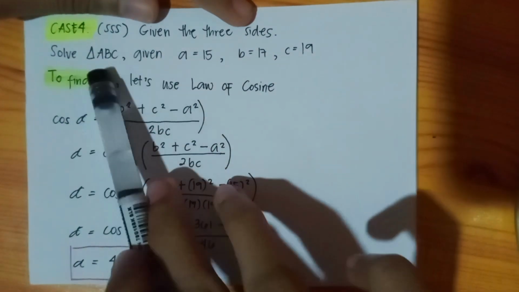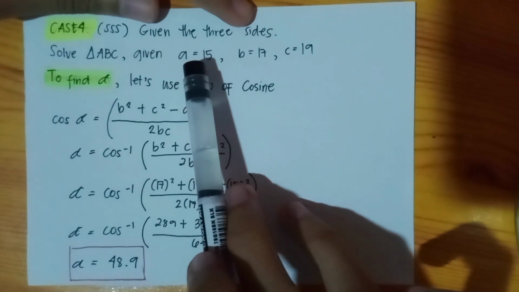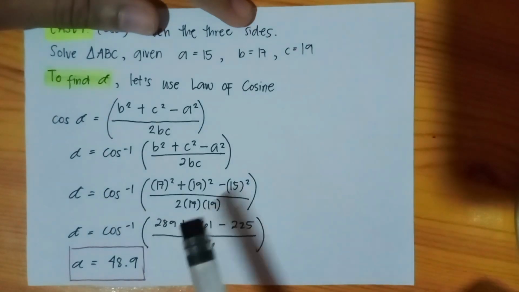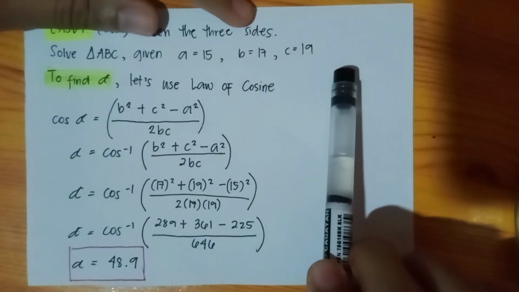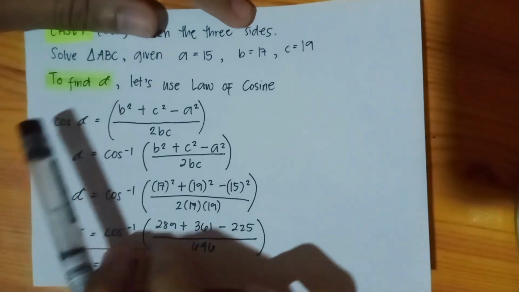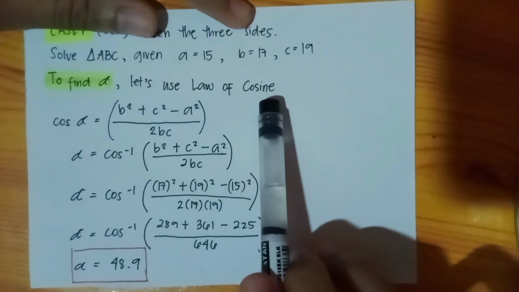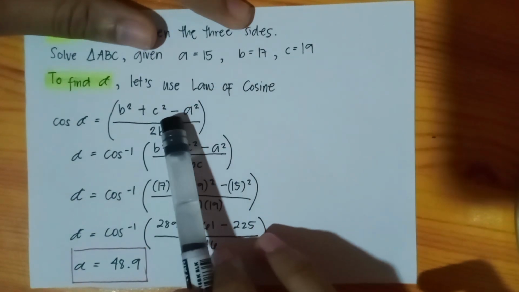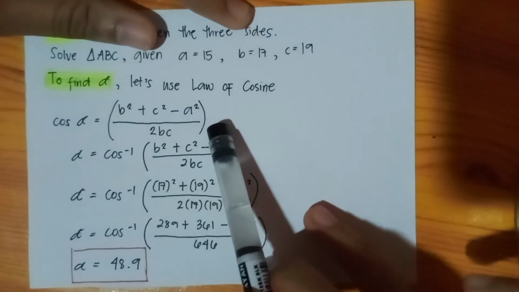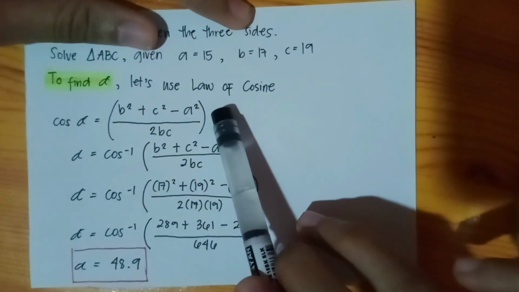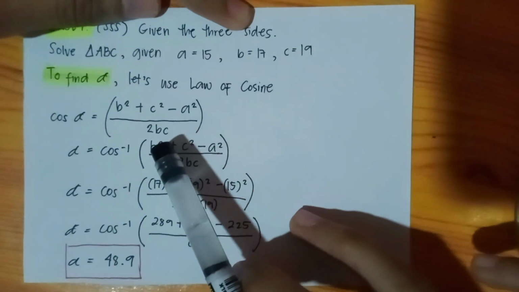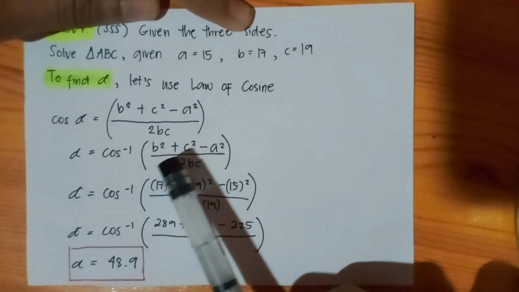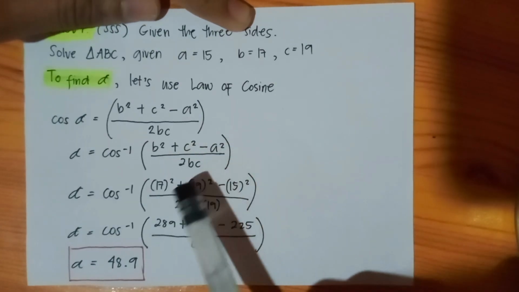So let's solve for the triangle ABC, where the given is side A, which is 15, side B is 17, side C is 19. So the missing parts in this problem are angle A, angle B, and angle C. So let's now first find the angle A, which is to find alpha. Let's use the law of cosines. Cosine alpha equals B squared plus C squared minus A squared over 2BC. So this is not the final, so let's transform it into an inverse. So we have alpha equals cosine inverse of B squared plus C squared minus A squared over 2BC.